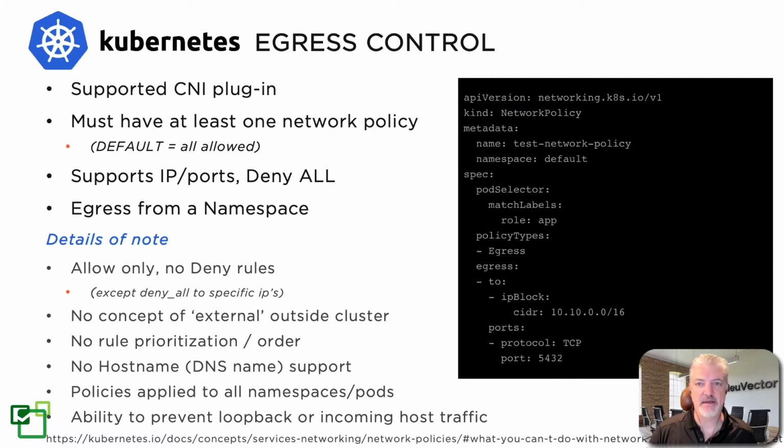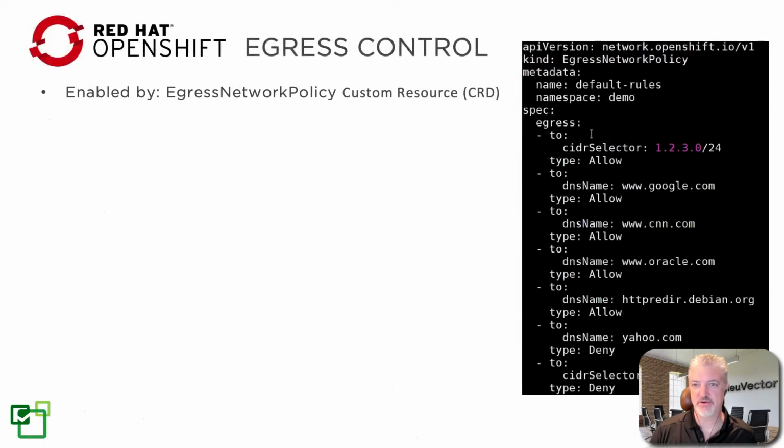Let's talk a little bit now about OpenShift egress control. And you'll notice here, this is going to look a little bit different. Notice this API over here, the metadata. So this isn't the Kubernetes network policy. This is a custom resource definition that OpenShift has employed. Custom resource definitions are a way to extend the Kubernetes API so that vendors can do other things. A little bit of vendor lock-in if you use CRDs. Pros and cons to that, obviously.